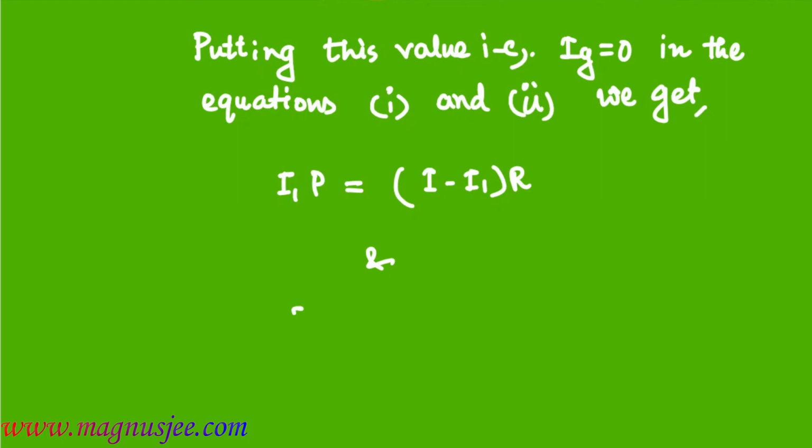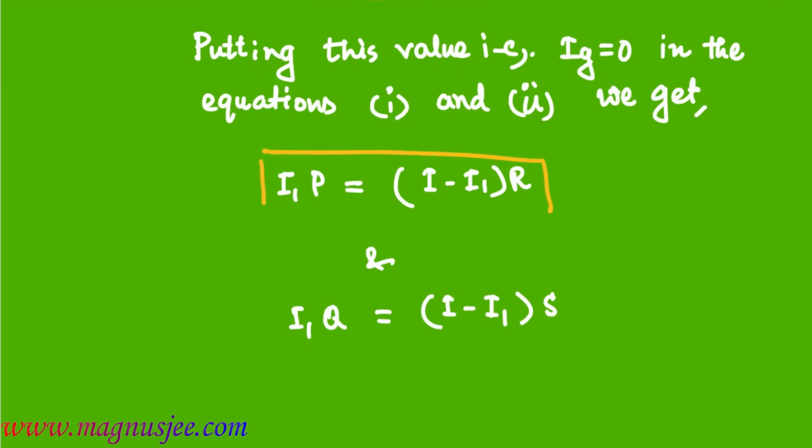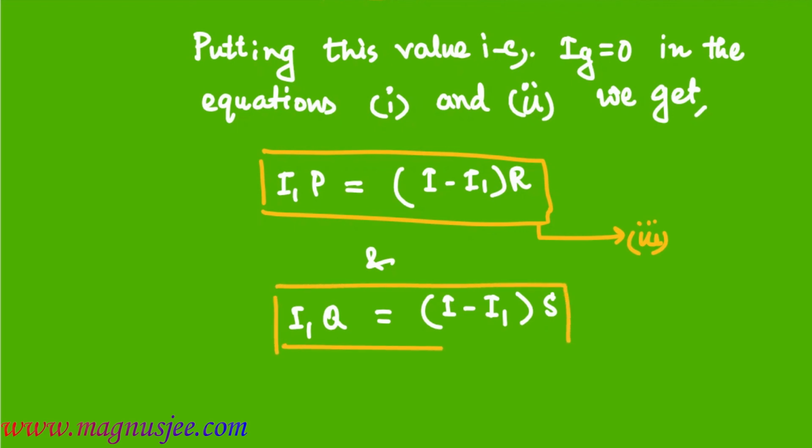And I1 into Q equals (I minus I1) into S from equation 2. We get I1 into P equals (I minus I1) into R from equation 1, which can be denoted as equation 3, derived from equation 1 by putting Ig as 0. Similarly, from equation 2 we get I1 into Q equals (I minus I1) into S, which is equation 4, derived from equation 2 by using the balance condition of the bridge.